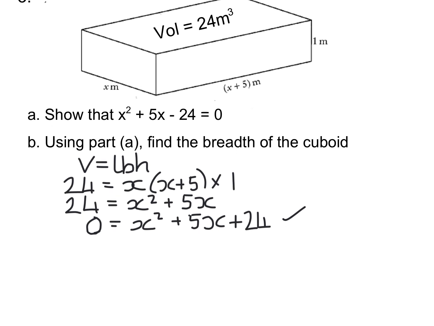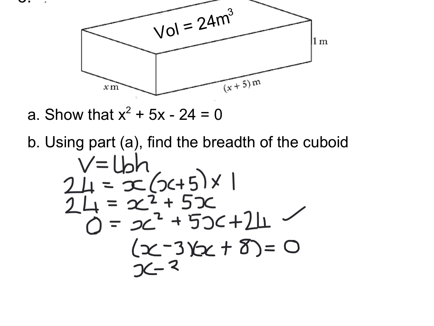So again, if you couldn't do part A, you would start with the equation they've given you in part A. That would be your starting point. And then it says to use part A, find the breadth of the cuboid. So they want us to find x. So we're going to factorise this. And I'm just going to put my equals 0 to the right because for some reason we all like it at that side instead. Numbers that multiply to 24 are 8 and 3. To get 5 is going to be positive 8 take away 3.